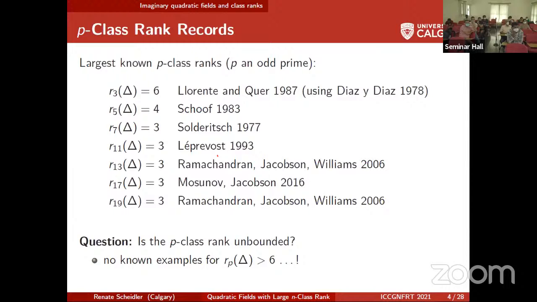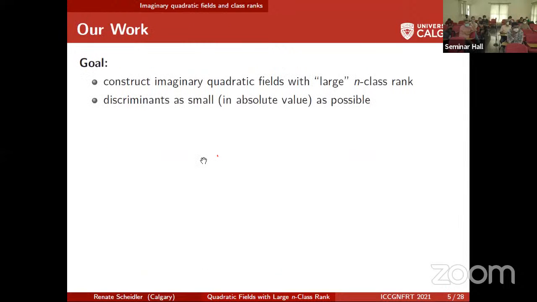Okay, so the goal for this work was to construct imaginary quadratic fields with large n class rank, where large is in the eye of the beholder. And what we wanted to do is do it in such a way that the discriminants are as small as possible in absolute value, because we wanted to do computation, and computing with large discriminants is just difficult.